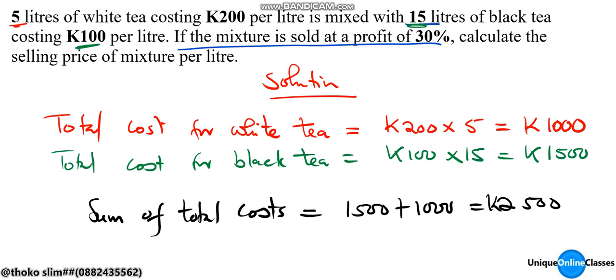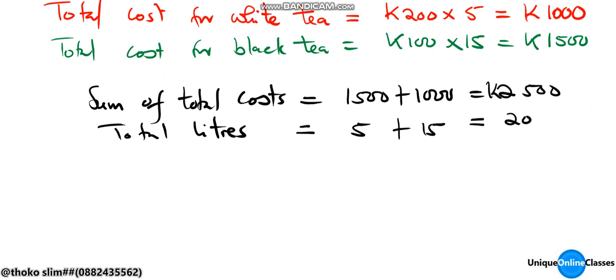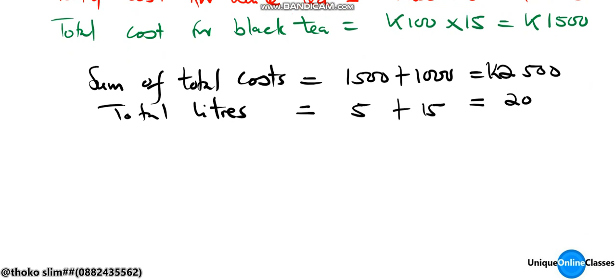And total kgs in the mixture, not kgs but liters, sorry, that's liters. That's 5 liters plus 15 liters. And the answer there is 20. So to find the cost of the mixture per liter, we take 2500 kwacha, then divide by 20 liters.